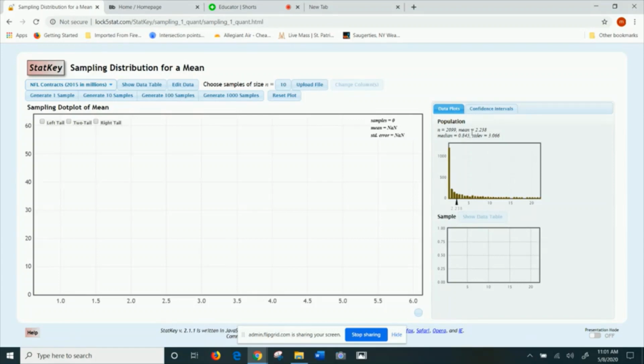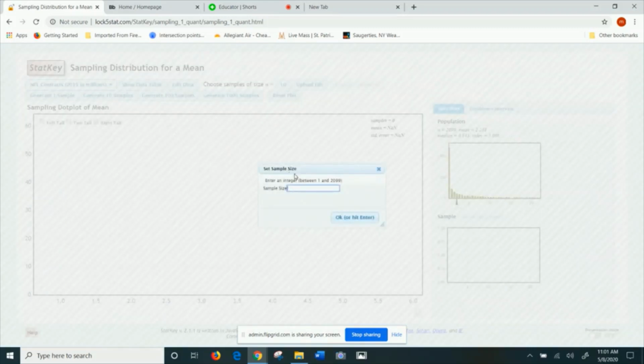Now let's keep in mind our 2 questions. What happens when we change the sample size? So choose sample size of 30. So sample size right now is set to 10. So I'm going to change that to 30.